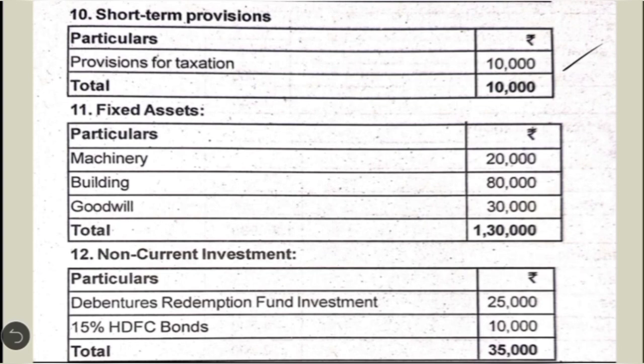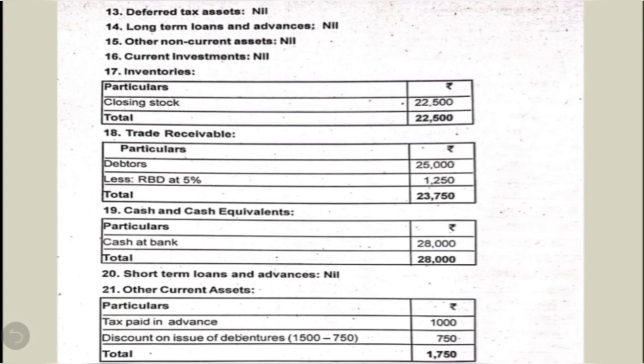Note number 11 is fixed asset. We are going to show here machinery, buildings and goodwill. Total of that note is 1,30,000. Note number 12 is non-current investments. Here we are going to write the debenture redemption fund investment amounting to 25,000 and 15% HDFC bond amounting to 10,000. Total is 35,000. Note number 13, 14, 15, 16 we did not have any item, so it is nil. Note number 17 is inventories, where we are going to show closing stock amounting to 22,500. So this is the least amount when compared to the book value with the market price.